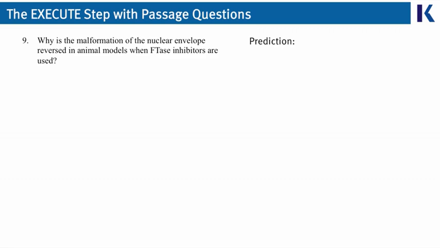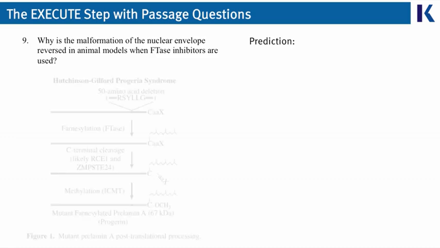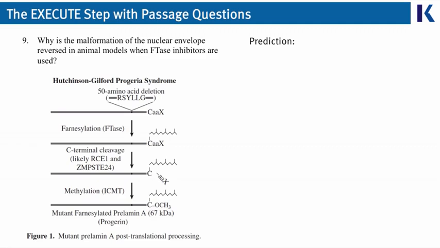But the most appropriate place to go of those is likely figure 1. It gives us a visual representation of the molecular biology of progeria, so that's an appropriate place to start. Take a moment to look at figure 1 and determine what your prediction would be here. Why is it that when FTase inhibitors are used in these animal models that the malformation of the nuclear envelope may be reversed? Taking a look at the figure, FTase is pretty easy to spot.